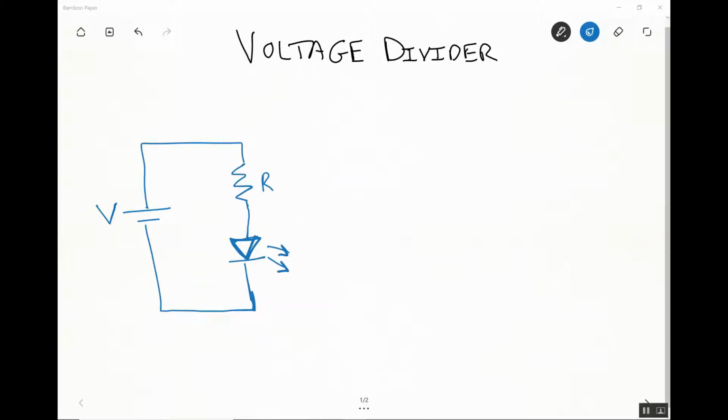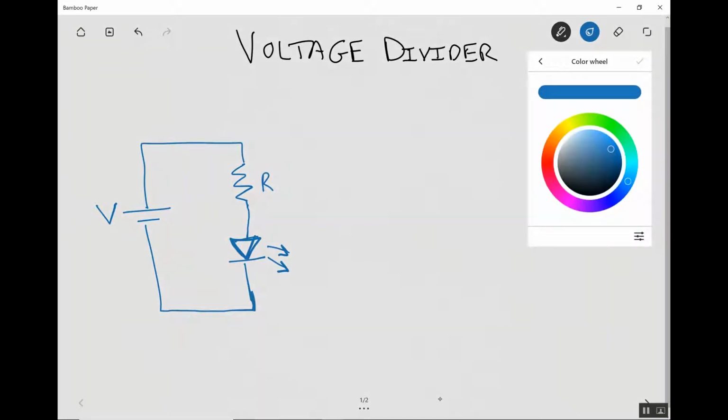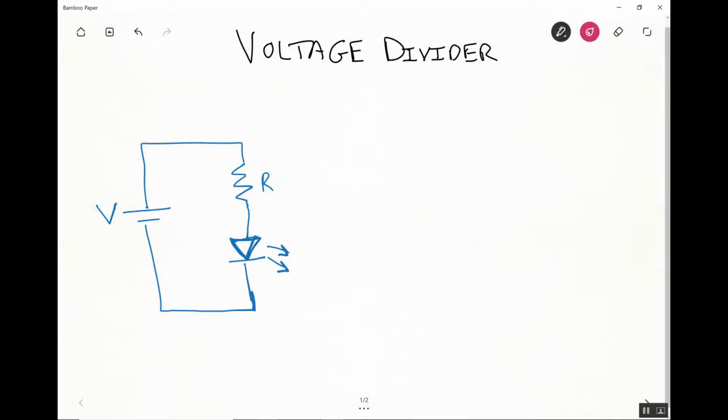So here's an application of the voltage divider circuit. This idea that voltage is shared between two components hooked up in series. Here's a circuit where there's a battery, and that battery is supplying current to an LED. That's the schematic symbol for an LED right there.